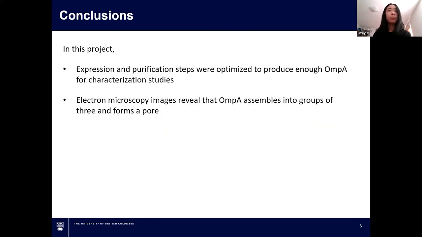In summary, the project workflow was optimized to produce enough UMP-A for characterization, and electron microscopy images reveal that UMP-A assembles into groups of 3 and forms a pore. The next step is to find the antibody partner of UMP-A and determine its shape to further aid vaccine development against Chlamydia trachomatis. Thank you.